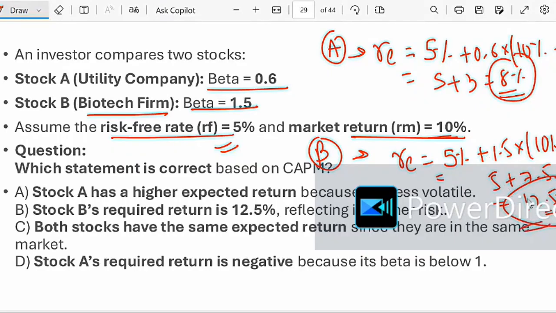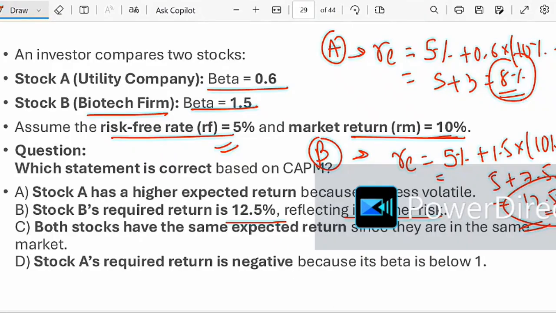And stock A is low risk, low return as expected. So now tell me which option is correct? Is it A, B, C, or D? Yes, correct. It is B, because stock B's required return is 12.5%, reflecting its higher risk, right? Is it clear? Please tell me. I hope it is clear how to find the required rate of return for both the stocks. You just have to apply the formula using CAPM, the capital asset pricing model, right?